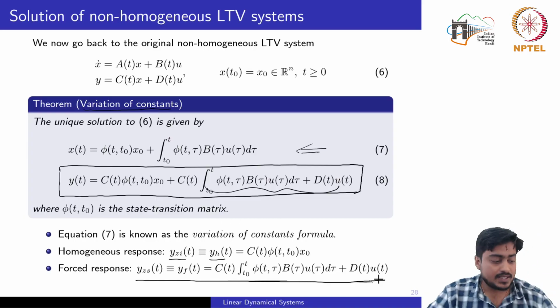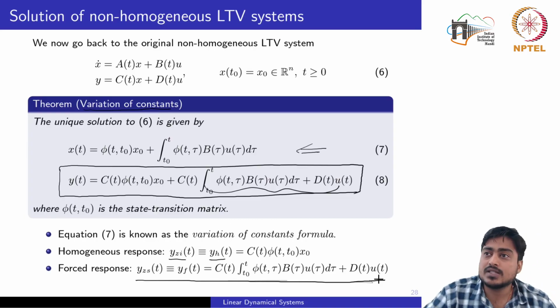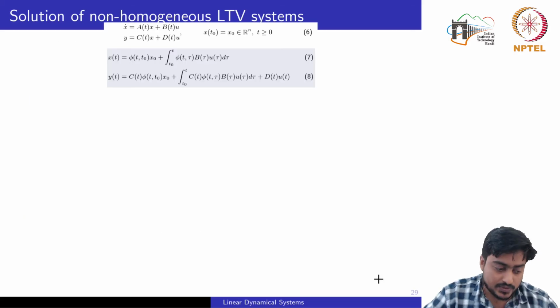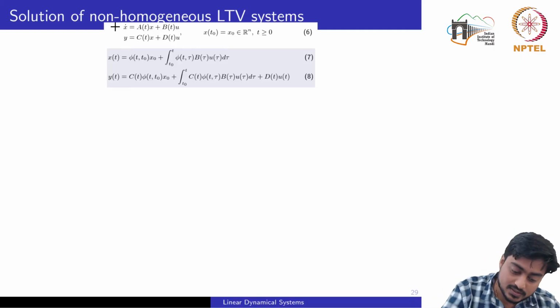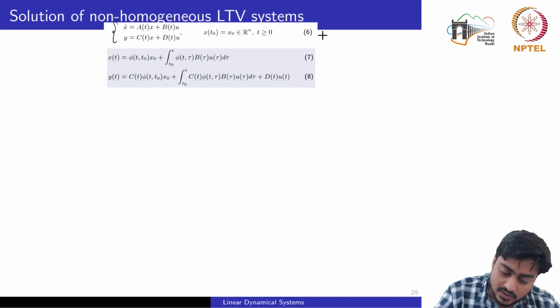We will see what the relationship is between the impulse response and the state space representation of the time varying system. Because this is an important result, we will go through the proof very quickly, to show that this x(t) and y(t) is a solution of this LTV system. We just recall the previous equations because we are going to use these three equations in the proof.